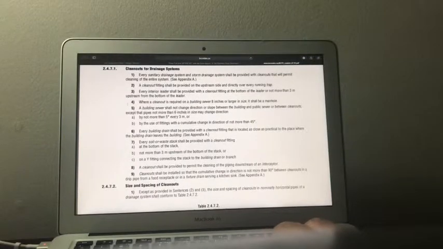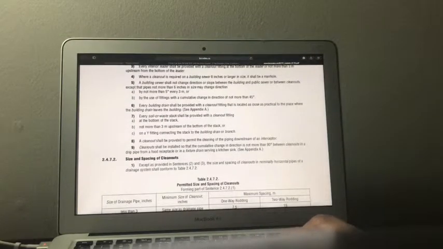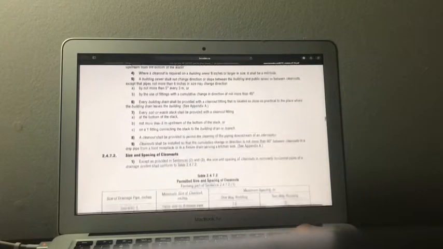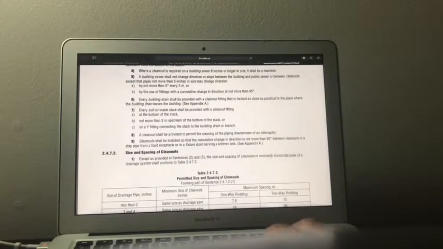Every interior leader shall be provided with a clean out fitting at the bottom of the leader, no more than 3 meters upstream of the bottom of the leader. When we're talking about leader, we're talking about just storm. Where a clean out is required on a building sewer 8 inches or larger in size, it shall be a manhole. Okay, so you will run across that in your career. So keep that in mind when you're working with 8-inch.